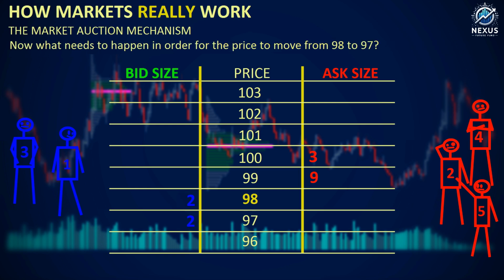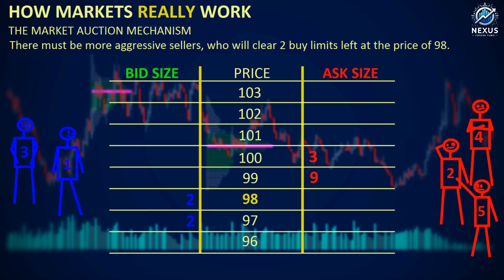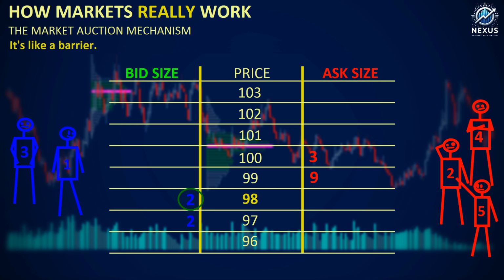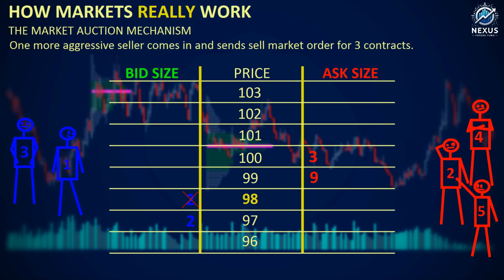Now, what needs to happen in order for the price to move from 98 to 97? It's simple. There must be more aggressive sellers who will clear these 2 more buy limits at the price of 98. So it's like a barrier. This barrier of limit orders must be broken in order for the price to move. One aggressive seller comes in, he sends a sell market order to sell 3 contracts. But you see that at the price of 98, there are only 2 buy limits. So this barrier of buy limits is not strong enough to satisfy this aggressive seller.